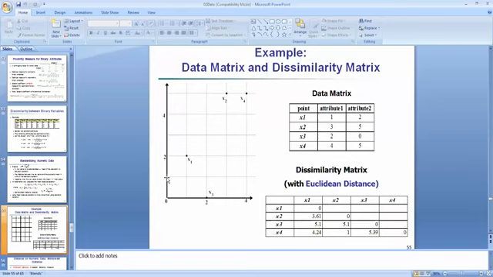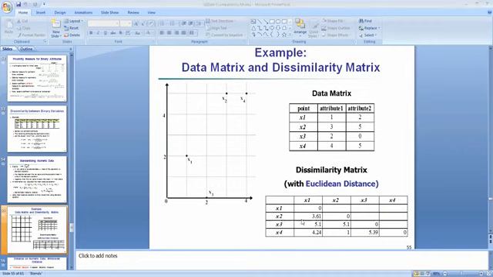First, we will see the dissimilarity matrix using the Euclidean distance. You can see x1, x2, x3, x4 along both axes. The Euclidean distance from x1 to x1 is 0, and the distance between x2 and x1 is 3.61.